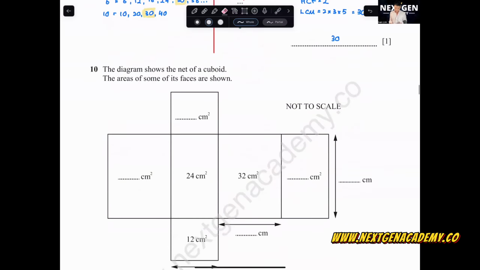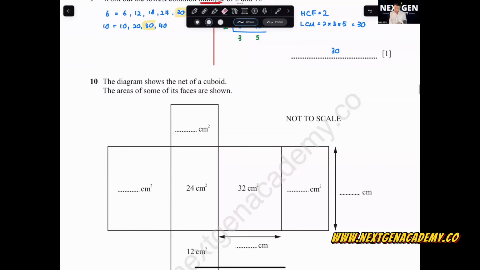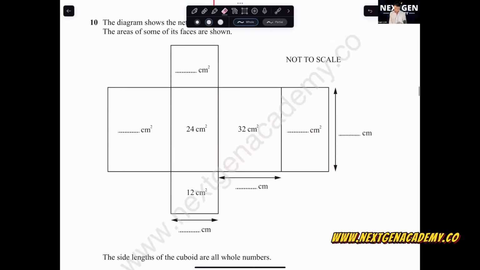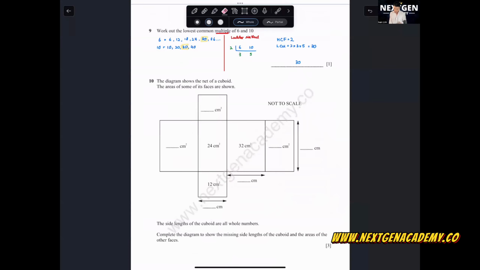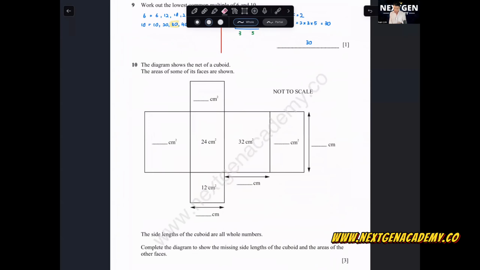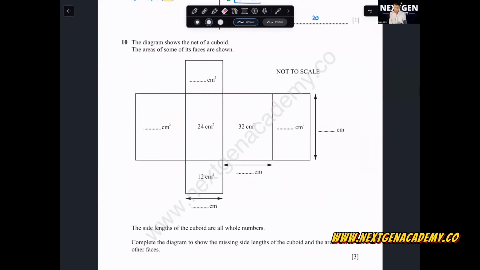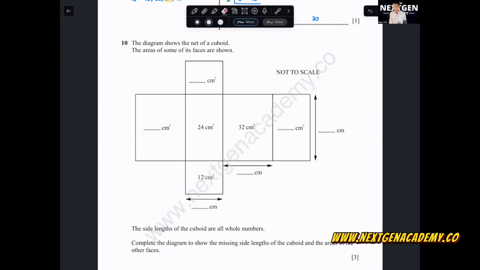Number 10. The diagram shows the net of a cuboid. The areas of its faces are shown. The side lengths of the cuboid are all whole numbers. Complete the diagram to show the missing side lengths of the cuboid and the areas of the other faces. What can we write over here? What do you all think? Where can we start?